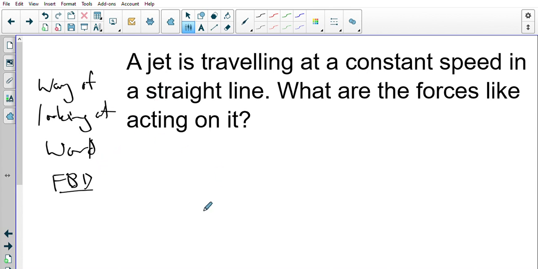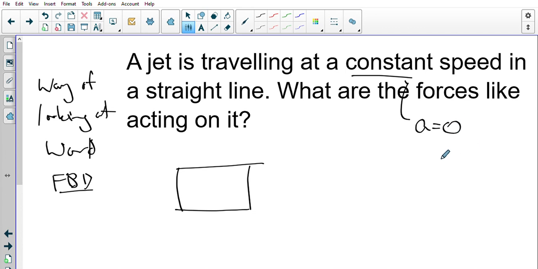Okay, so here we have a jet. So first of all, what we should do is draw a picture of a jet, and there's our picture of a jet, and it is traveling at a constant speed. Well, constant speed means the acceleration is equal to 0. And if we want to take a look at this, we know F net is equal to ma.